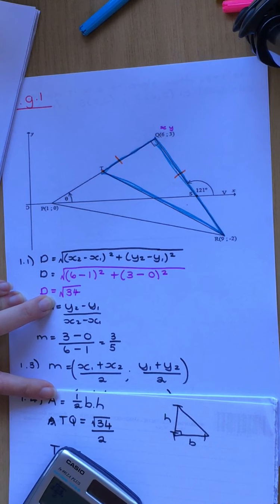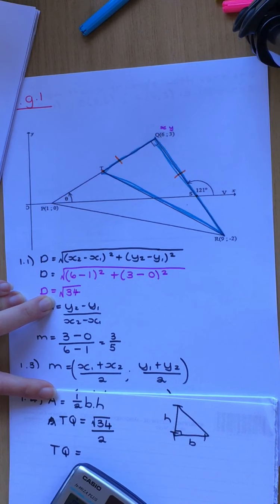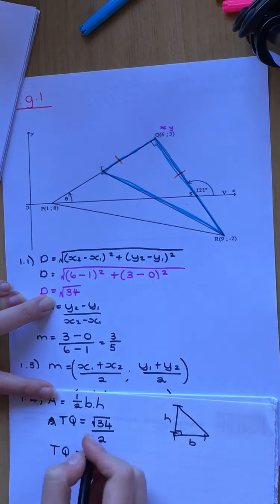So that'll be 2.92. Or you can leave it in surd form, but 2.92. Let's do this.